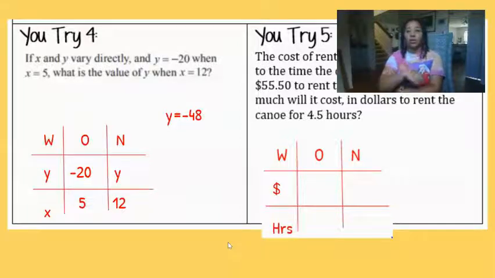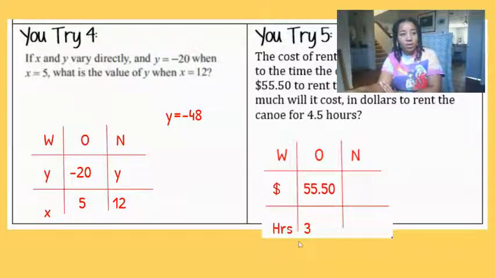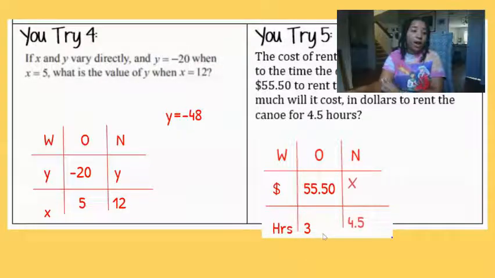You're going to do the same thing for number 5. The cost of renting a canoe varies directly to the time a canoe is rented. It costs $55.50 to rent a canoe for 3 hours. How much does it cost in dollars to rent a canoe for 4.5 hours? Okay, so we have our hours at the bottom, cost at the top. Our original information is going to be $55.50 for 3 hours.